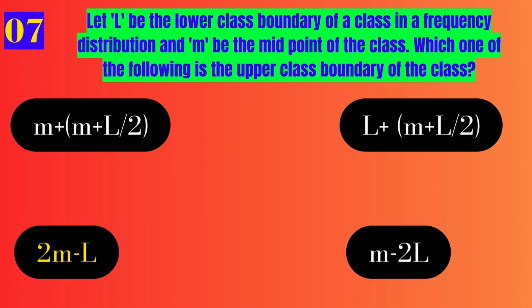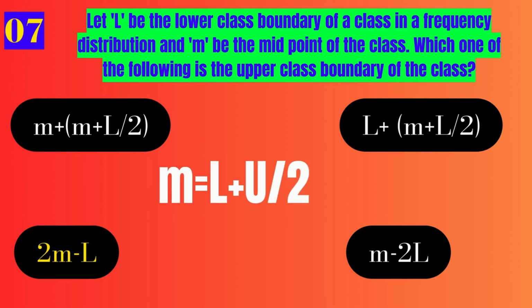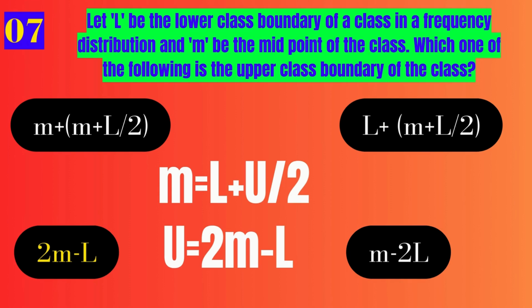This is the upper class boundary of the class. Explanation: M equals L plus U divided by 2. Rearranging to solve for U, the upper class boundary, upper class boundary equals 2M minus L.